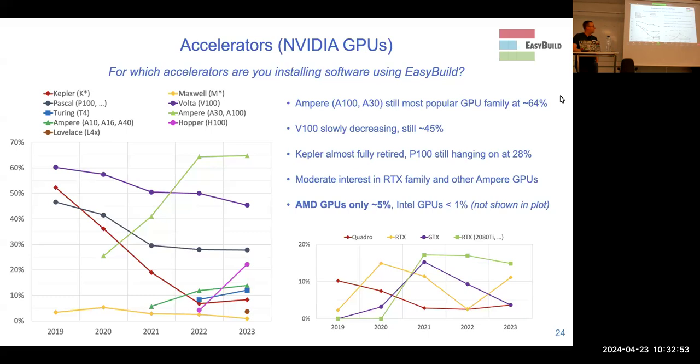Hopper is on the rise if you can get them, and if your pockets are deep enough, you can buy some Hopper GPUs. But it's pretty much still all NVIDIA, at least in the EasyBuild community it is. People that have AMD GPUs are definitely a small minority. It's currently at about 5%. It's not shown on the plots, but from the survey we see about 5% of AMD GPUs.